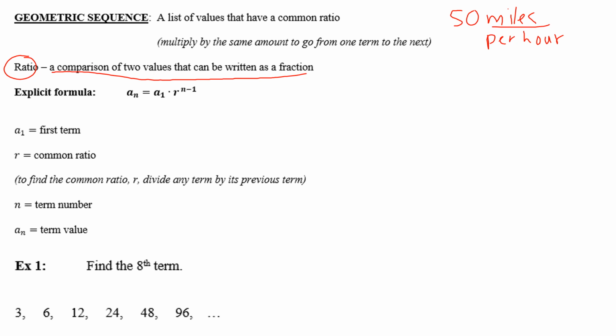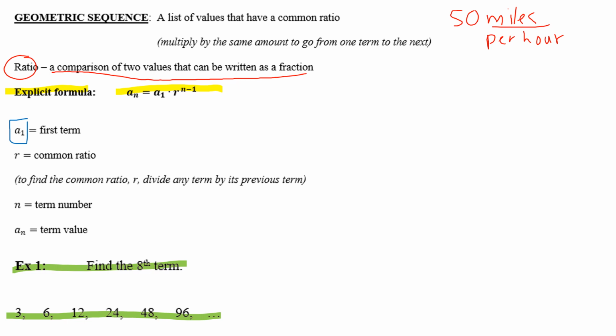Now, they give us an explicit formula that we're going to be looking at: a sub n equals a sub 1 times r raised to n minus 1. We did something similar to this, but the formula was different, although a lot of the variables here represent the same thing. So we're looking at a1, which still represents the first term. We're going to jump to example 1 so that you can see what this looks like as we use an actual example.